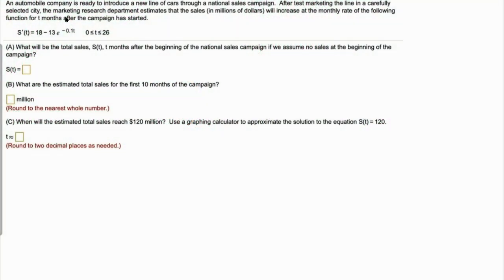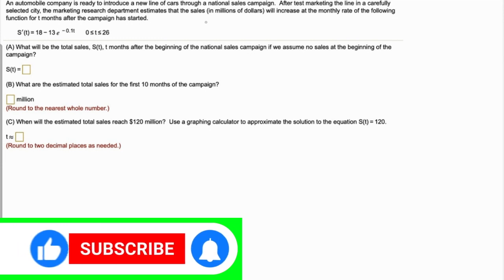In this question, an automobile company is ready to introduce a new line of cars through a national sales campaign. After test marketing the line in a carefully selected city, the marketing research department estimates that the sales in millions of dollars will increase at a monthly rate. So that is the rate at which it will increase, right?